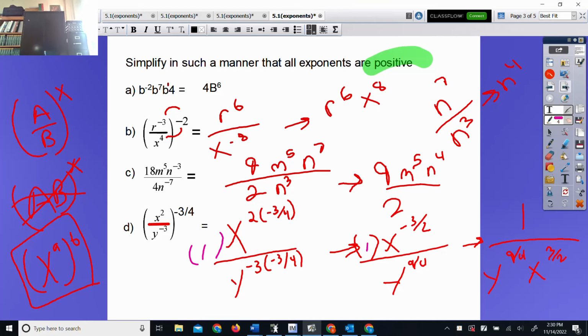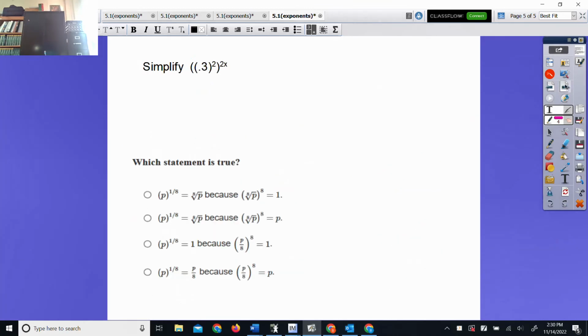Well, being as the bell will ring in just a moment, we'll just jump to the last slide. Simplify 3/10 squared raised to 2x. Can we just go ahead and do what? Think about the rule that you have. You have x to the a raised to the b. What are you allowed to do with a and b? Multiply. X to the ab.